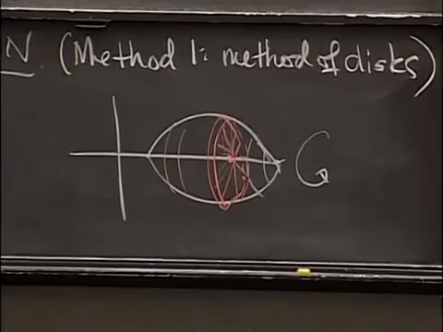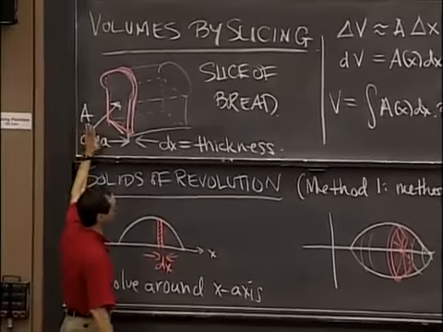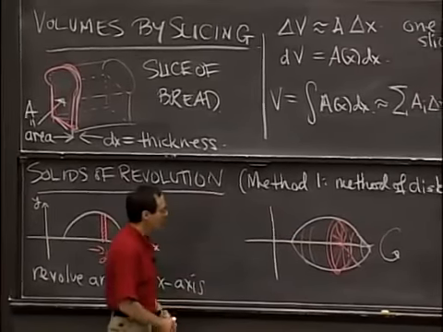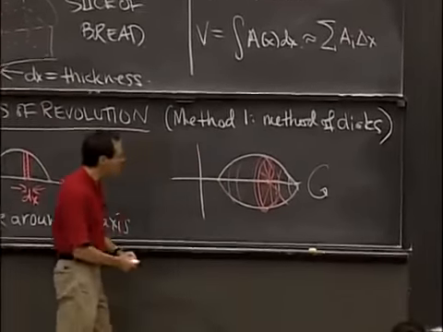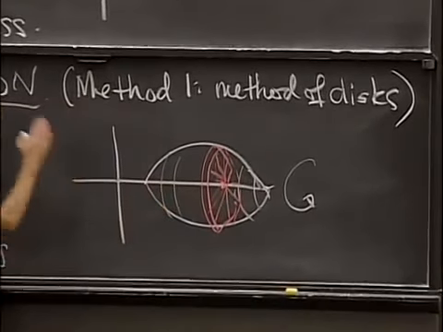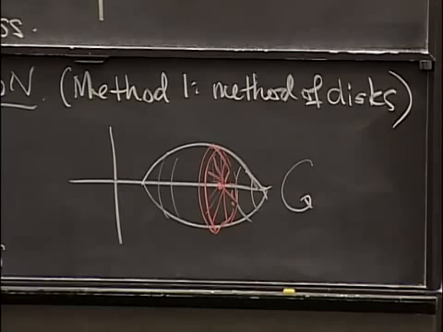Now, I'm going to apply the reasoning that I have up on the previous blackboard here. Namely, I need to get the volume of this chunk. And the way I'm going to get the volume of this chunk is by figuring out its thickness and its area, its cross-sectional area. And that's not too difficult to do.